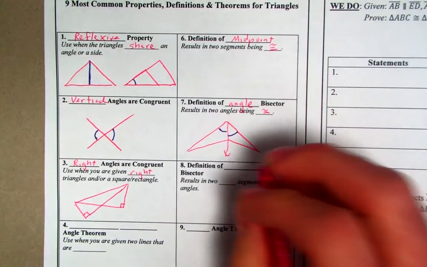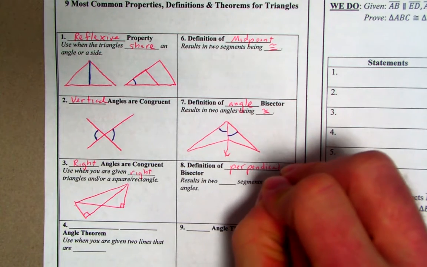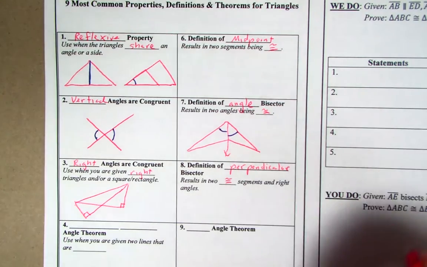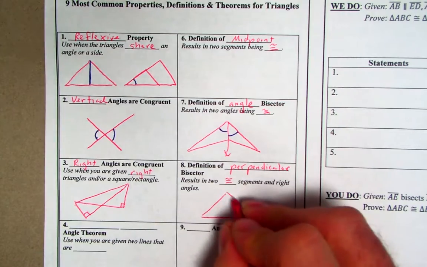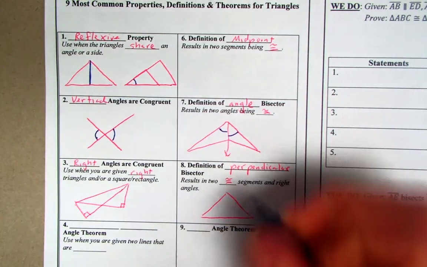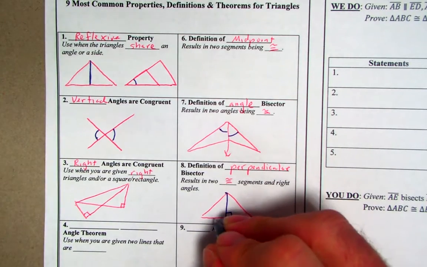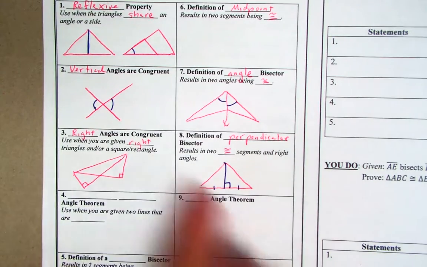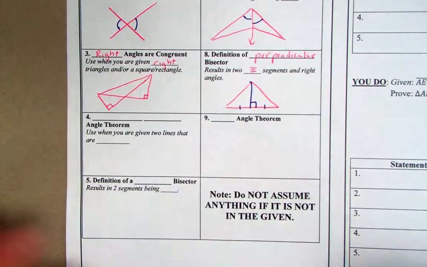Okay, 8, definition of a perpendicular bisector. Right, this just results in two segments and a right angle. So maybe you're told that this is a perpendicular bisector. Well, therefore you know it's perpendicular and it bisects. Again, everything that comes after the number is something you're going to put in the reason column, or at least it's potentially something you can put there.